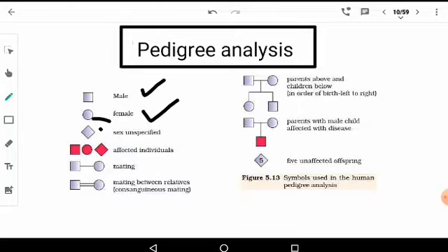Now, if we have this symbol, then that means the sex is unspecified, like when the child has died. In the case of stillbirth, in such cases, we can use sex unspecified, and this is the symbol for that.